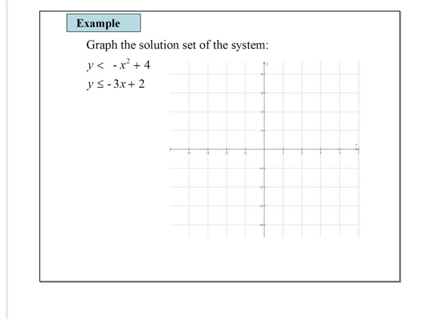So now let's take our knowledge of this and graph the solution set of this system of inequalities. So we have a parabola and a line. So take a minute, graph them, see where their shadings intersect, and then that's going to be our final solution.